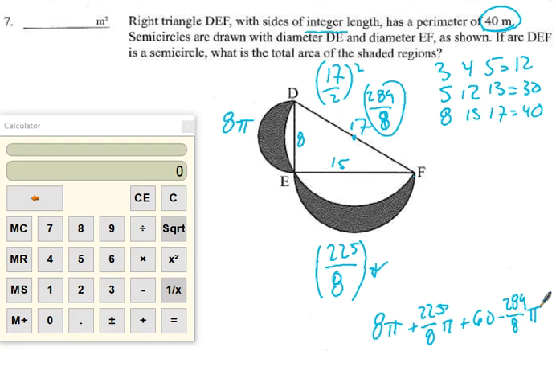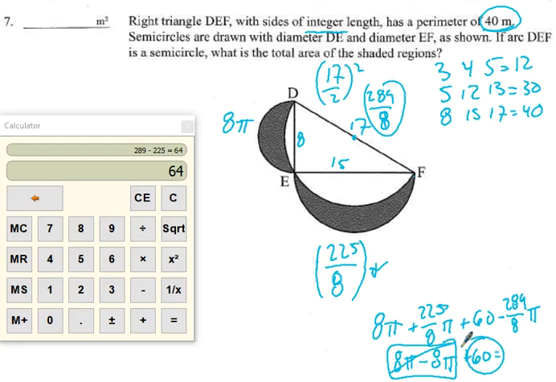Well, first things first, let's combine these things right here. We have 289 minus 225, and so we get 64 over 8. Well, 64 divided by 8 is 8. So that means we get 8 pi minus 8 pi plus 60 is equal to the area of my shaded region. This piece here is 0, which means that my area is just 60, which leads us to the trick.